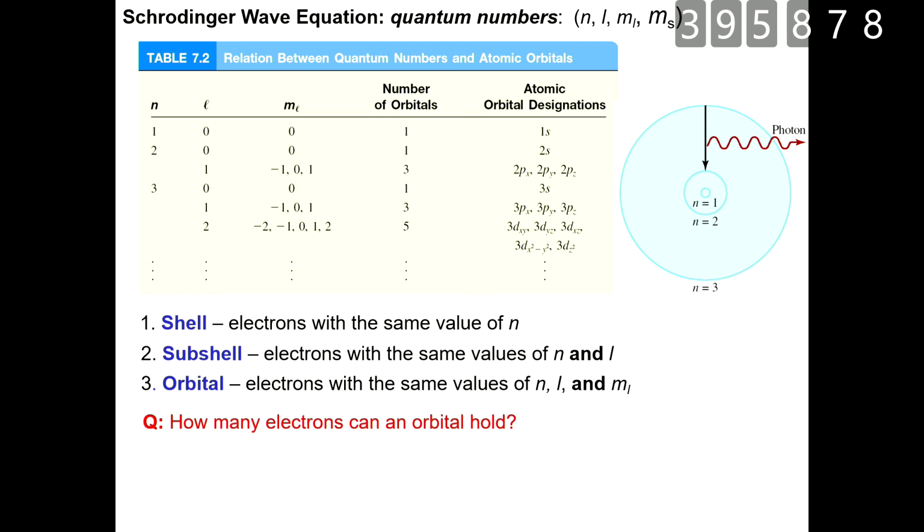For example, this one, does it have a subshell or not, when n equals 1? No, it doesn't have a subshell, right? Yeah, because the L number can only be 0. But when n equals 2, the L can be 0 and 1. So how many subshells? Yeah, good.